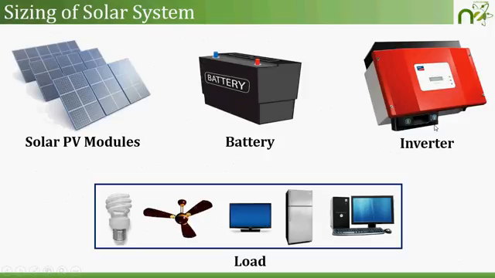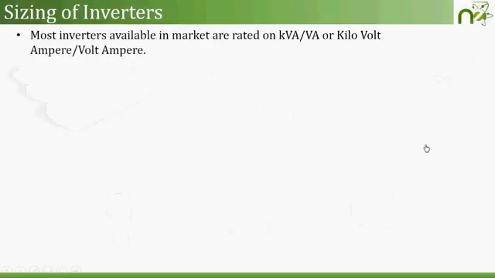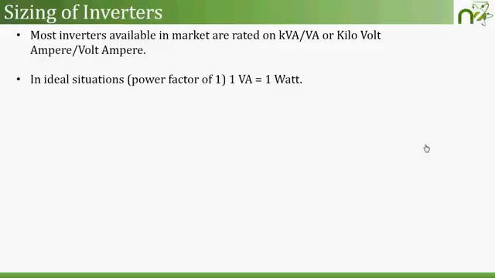Let's talk about the sizing of inverters, how an inverter gets rated. Most of our inverter ratings will be available in kVA, that is kilovolt amperes, or VA, volt amperes. In an ideal situation, 1 volt ampere is 1 watt, wherein we are considering the power factor. Watt is nothing but active power, which is V into I into cos phi. Cos phi is power factor. When the power factor is 1, VA is watt, 1 VA is 1 watt. But in a real situation, power factor varies from 0.85 to 0.99.